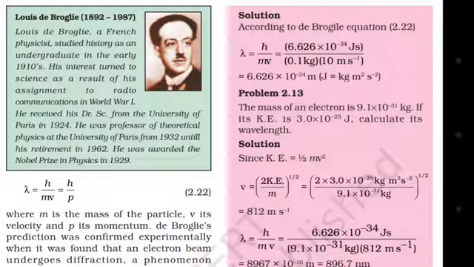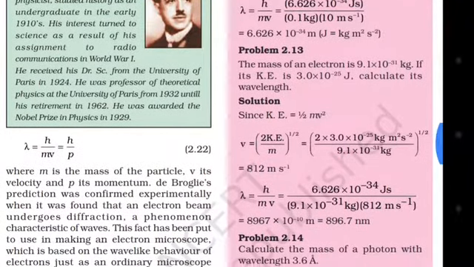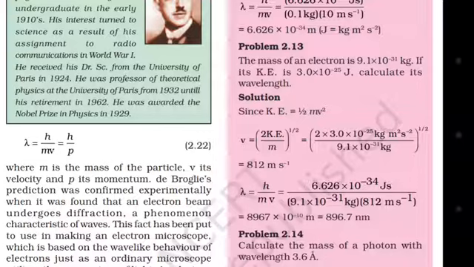Problem 2.13. The mass of an electron is 9.1 × 10⁻³¹ kg. If its kinetic energy is 3.0 × 10⁻²⁵ joule, calculate its wavelength.